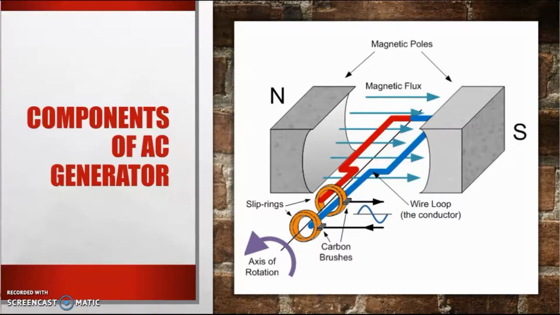Now, we're going to talk about the functions of the carbon brushes and slip rings. Carbon brushes collect the current from the moving parts and feed the stationary circuit, whereas the slip ring is an electromechanical device that allows the transmission of power and electrical signals from a stationary to a rotating structure.